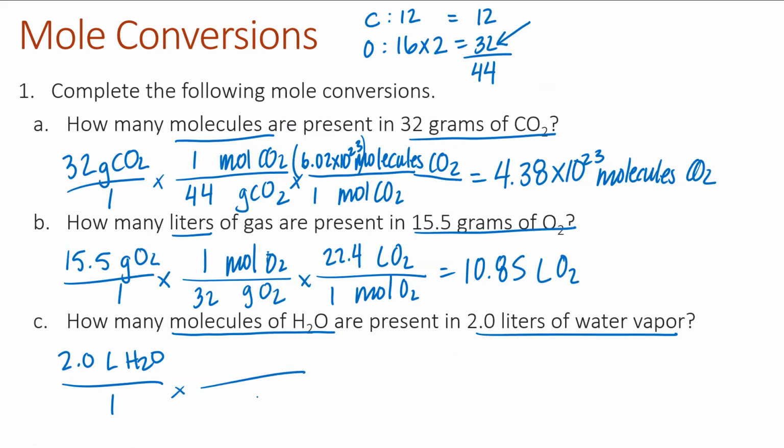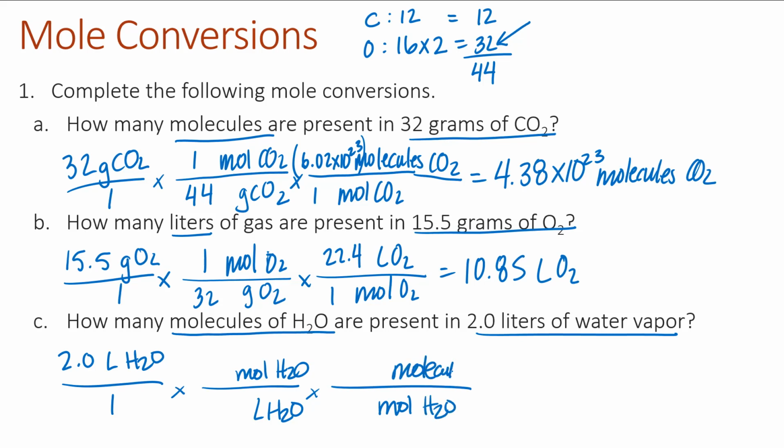So I'm going to go ahead and put my liters of H2O on bottom to cancel here. And we want to convert this into moles of H2O. And then I want to convert my moles of H2O into molecules of H2O. So my first conversion factor has moles and liters. So anytime you have 1 mole of a gas, it's going to take up 22.4 liters of volume.